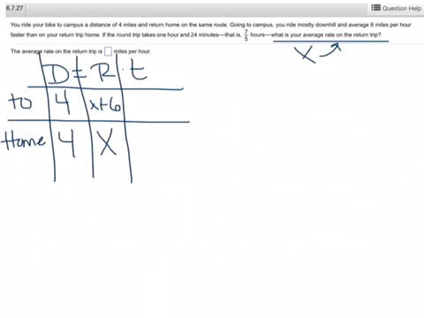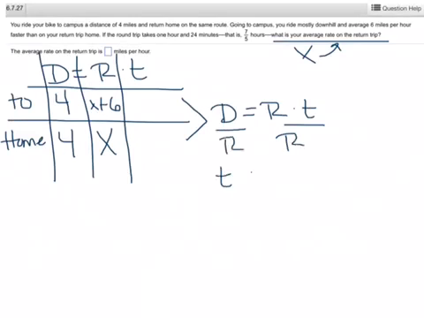The last pieces of the puzzle to fill in are the times. For each of these, we're going to use distance equals rate times time. But since we want to solve for t, we're going to divide both sides by r. So we have t equals distance divided by rate. So the time coming home will be 4 divided by x, and the time going to campus will be 4 divided by x plus 6.